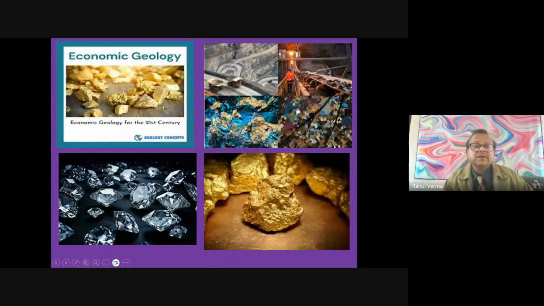Now this is how we do economic geology. We look for ore, and what is the difference between ore and a mineral? Ore is also a mineral, but ore is a mineral with some economic importance. For example, hematite is an ore of iron, Fe2O3, and magnetite is Fe3O4. So they are economic because they are iron ores.